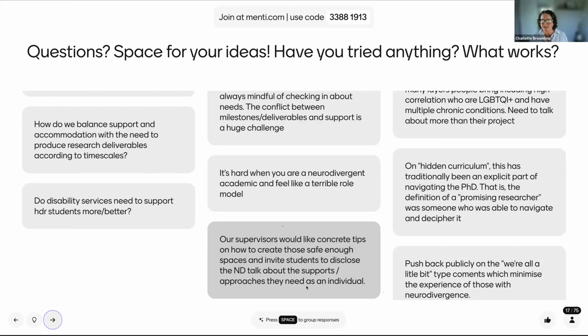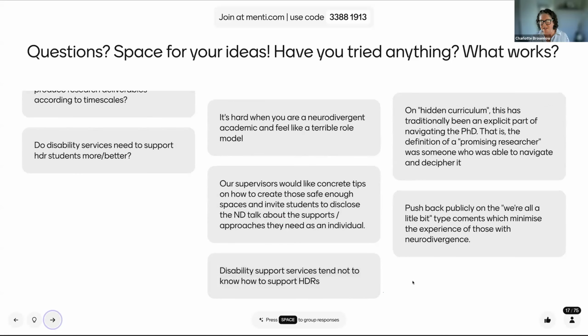Often. Definitely. Charlotte? And I think someone's written a comment about pushback publicly on the "we're all a little bit" type comments, and I think it's that kind of agitation that we need to be doing across the sector, because it does, as you say, completely minimise and really invalidate some of those experiences that people are having.